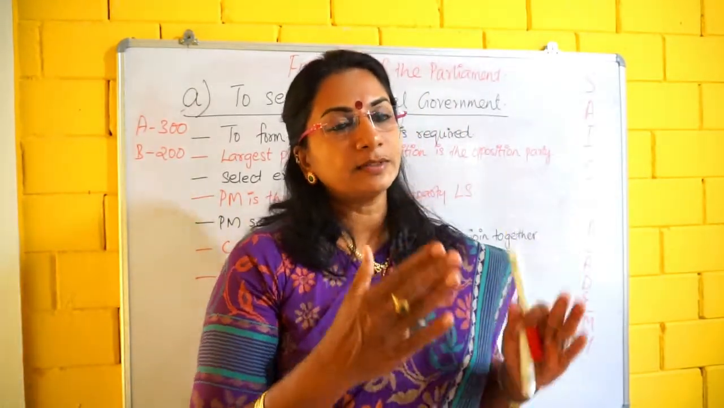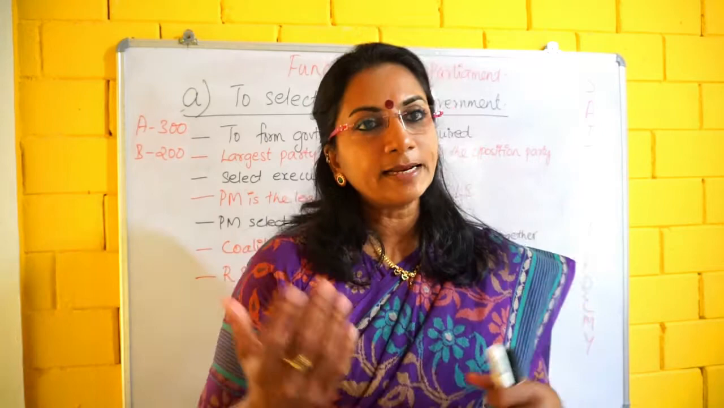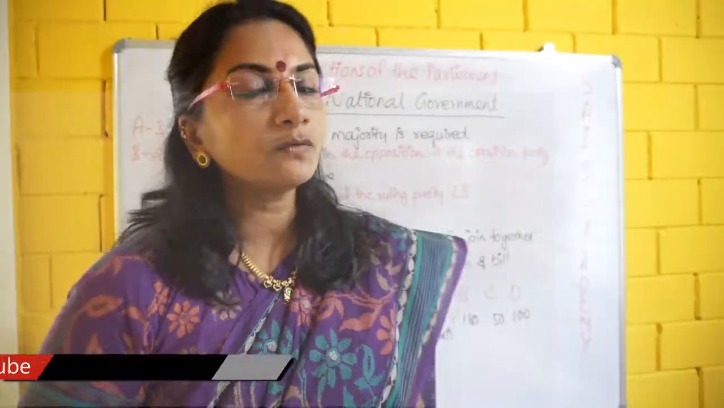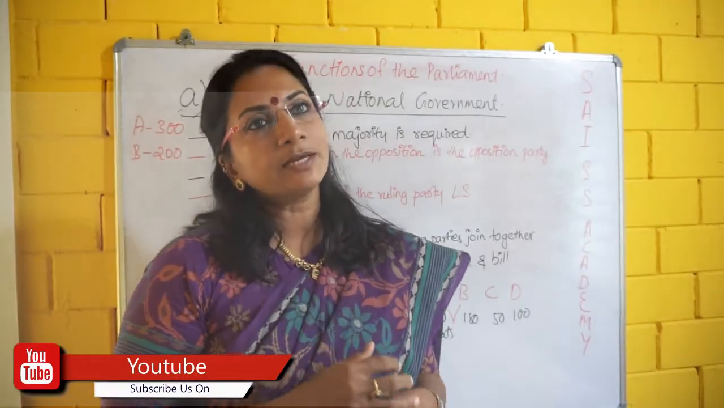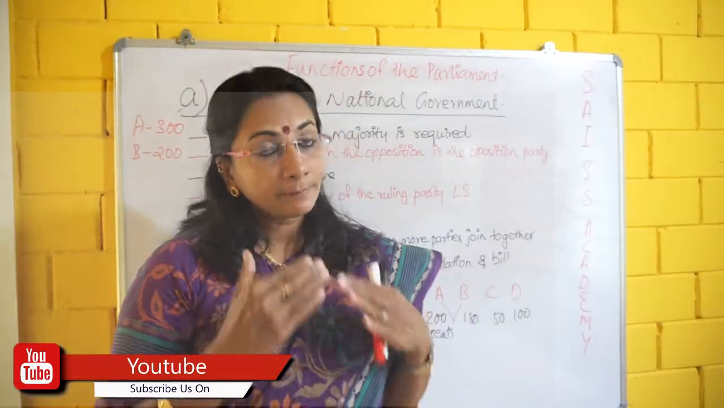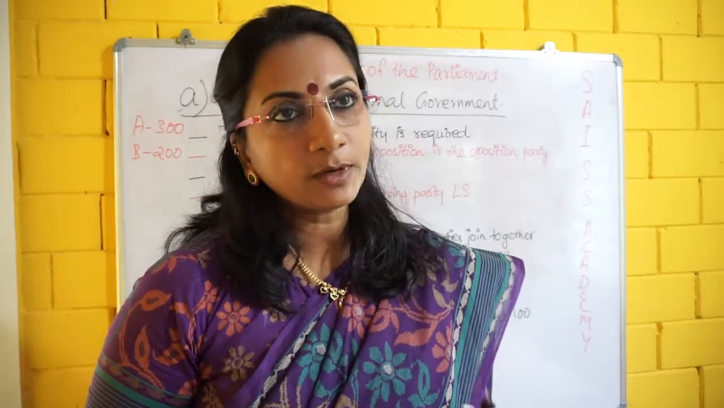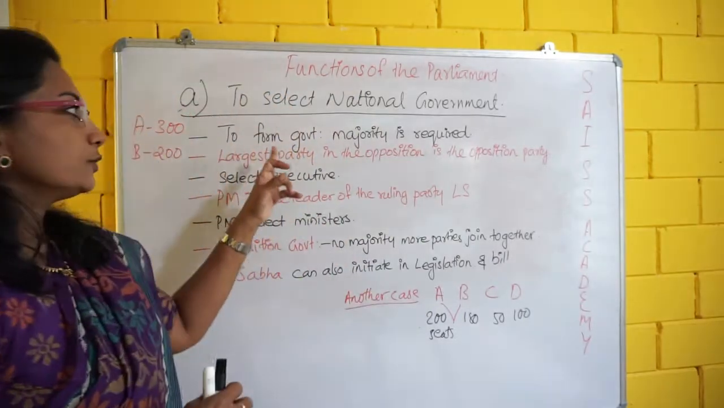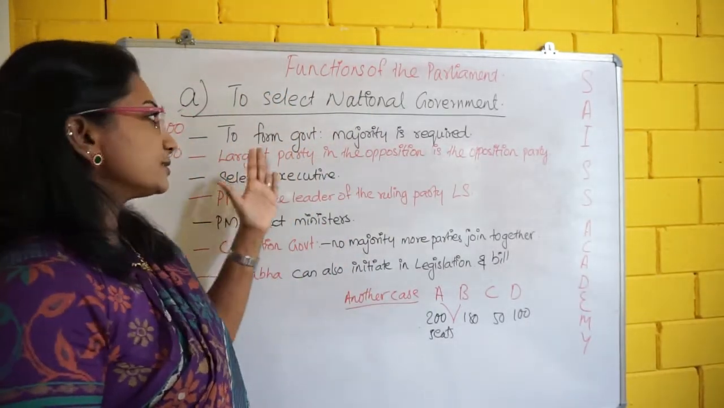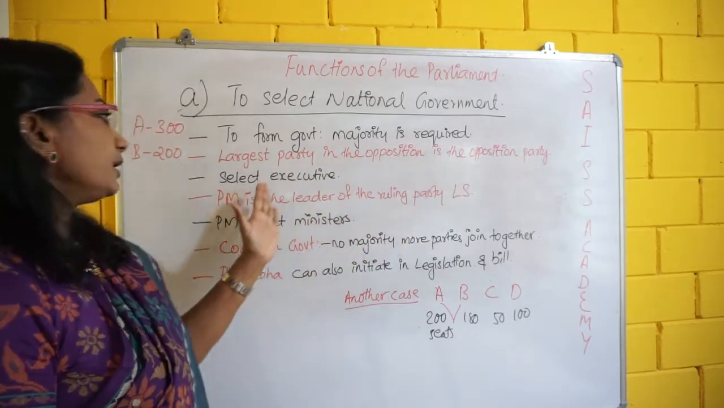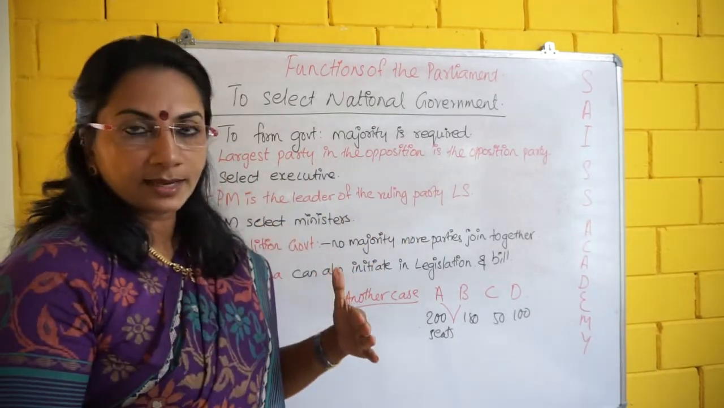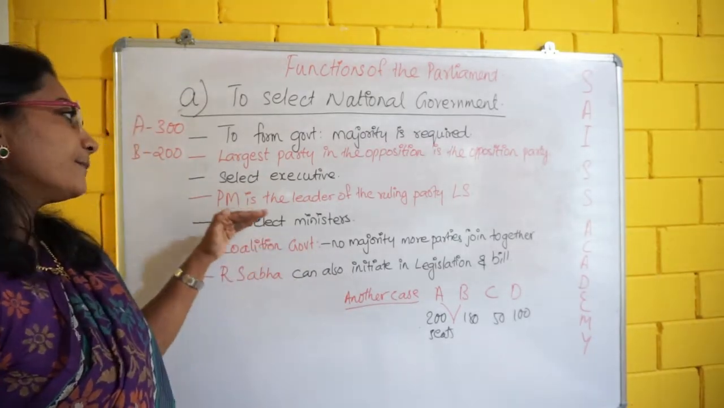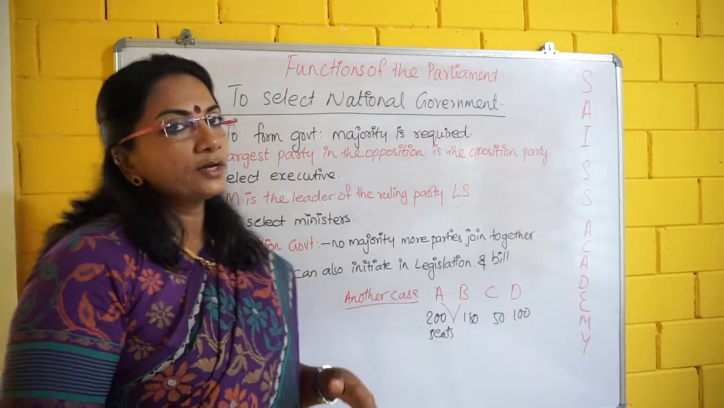Next, these elected people together select the executive. We already learned about the executive in the first chapter, isn't it? So what is the executive? The executive is a smaller group of people who are responsible for implementing laws and running the government. So what is the next step? We already talked about how a majority is required to form the government. The largest party outside the government is the opposition party, and after that they have to select the executive.